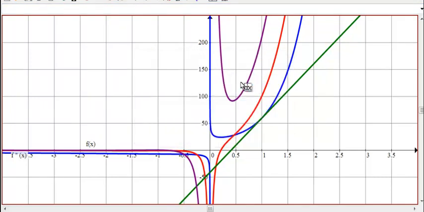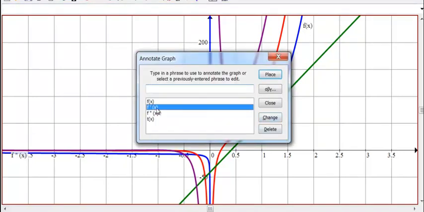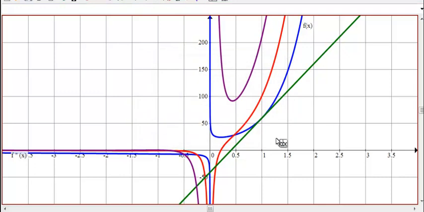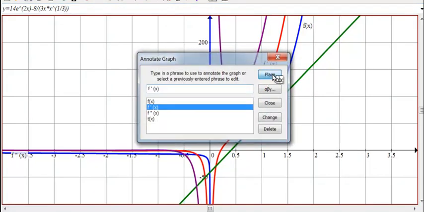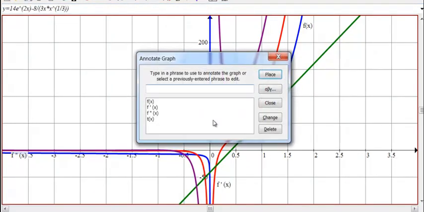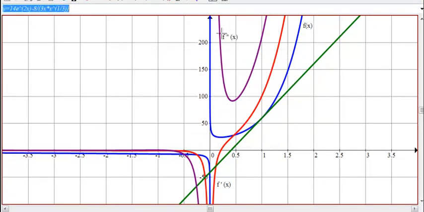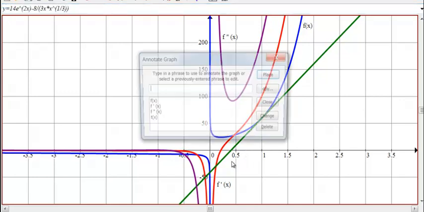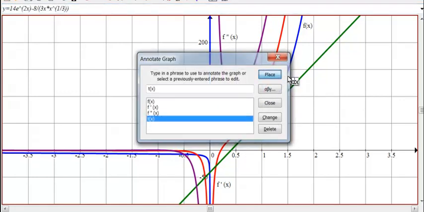F of x is the blue function. Let's put it right there. And let's put the label for the derivative. It's going to be by the red one somewhere. How about right there? Well, how about right here? And then the f double prime, we need to put it by the purple one somewhere like that. And the label for the tangent line, we'll just place it over here.